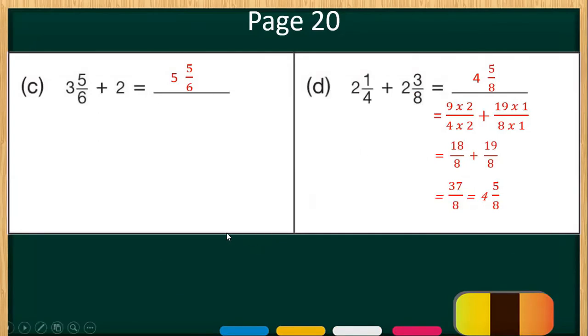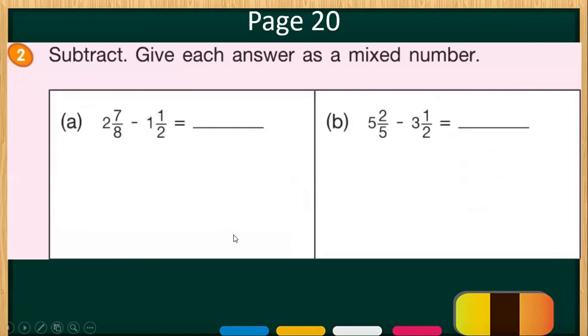Next, let's move on to number 2. Subtract. Give each answer as a mixed number. Letter A, 2 and 7 over 8 minus 1 and 1 over 2. First step is to get the LCM of 8 and 2. What is the number? What do you think is the answer? It's 8, right? So 23 times 1 over 8 times 1 minus 3 times 4 over 2 times 4.